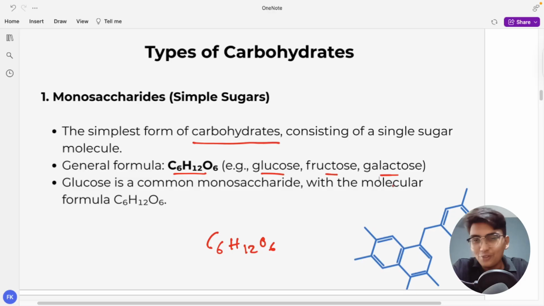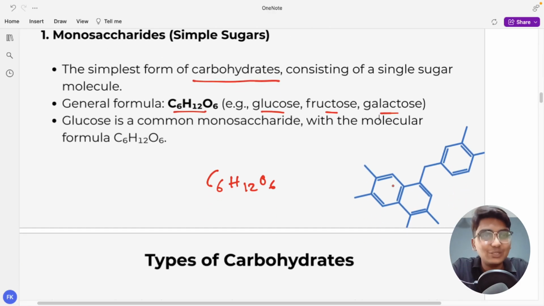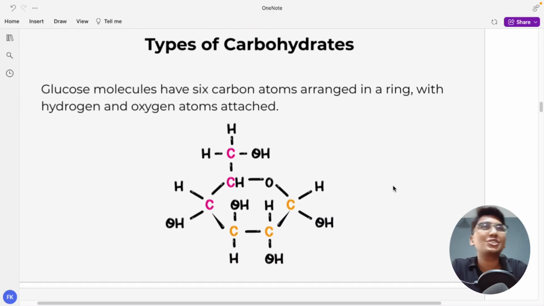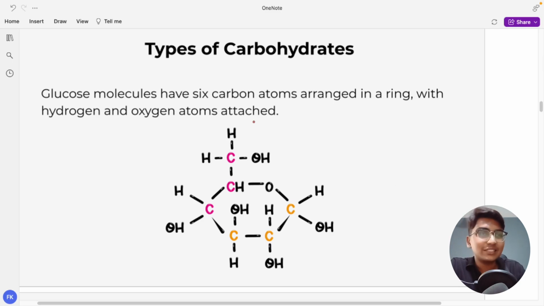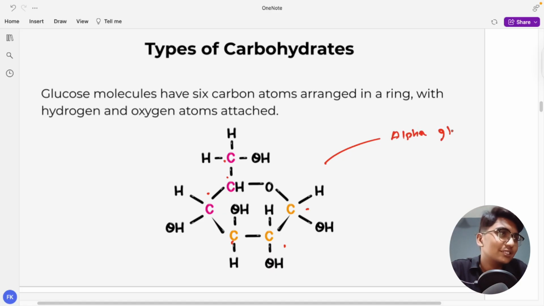One of the most common forms of monosaccharide is glucose. Let's look at the structure of glucose. As you can see, it is made up of 6 carbon atoms: 1, 2, 3, 4, 5, 6, right? However, one interesting thing about glucose is that there are two types of glucose: alpha glucose, and we have beta glucose.